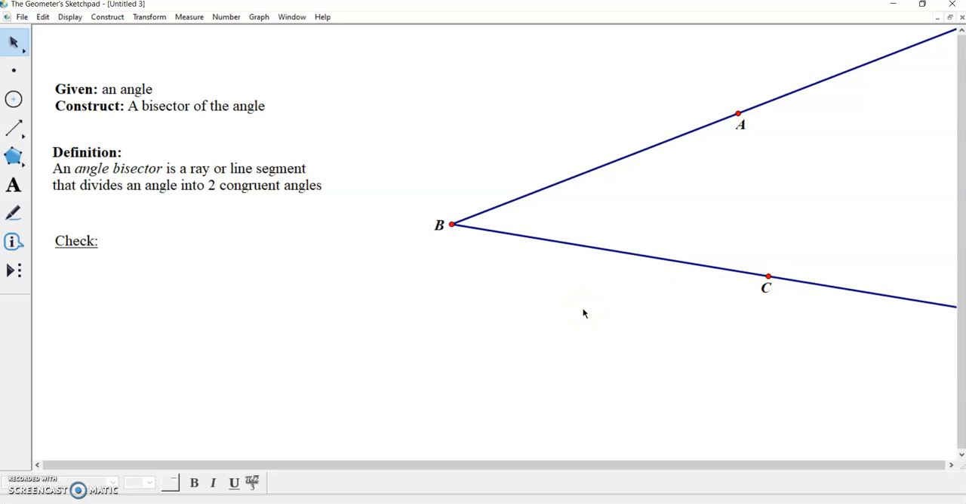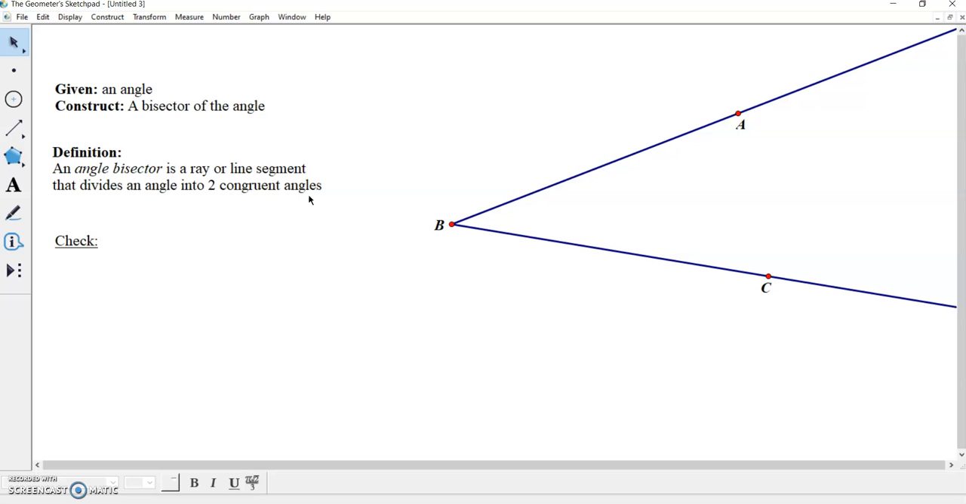So my goal here is to construct an angle bisector. Let's remind ourselves of what an angle bisector is. If we look over here at this definition, an angle bisector is a ray or line segment that divides an angle into two congruent angles.